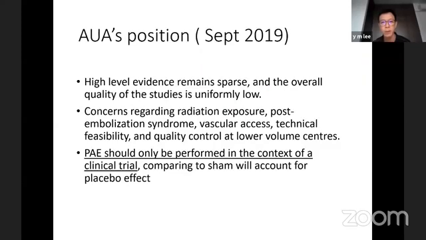For AUA, they are less friendly in terms of their position with respect to PAE. It states that the level of evidence is not good enough and the quality of studies is low. It also has some concern about radiation exposure, post-embolization syndrome, the need for vascular access, the technical challenges, as well as quality control for low volume centers. And it concludes that PAE should only be performed in the context of a clinical trial.